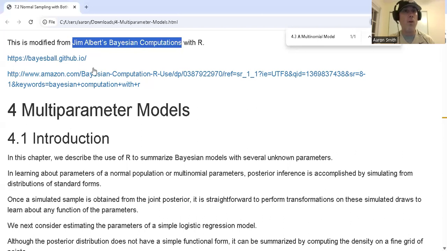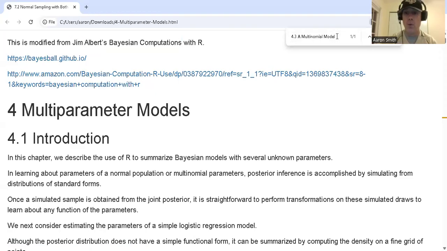All right, so I'm going to be modifying what we're talking about from Jim Albert's book on Bayesian computations with R. Here's his website, Bayesball, GitHub, and here's where you can buy the textbook. Also, students at the University of Central Florida can download the textbook for free as a PDF through the university's library.